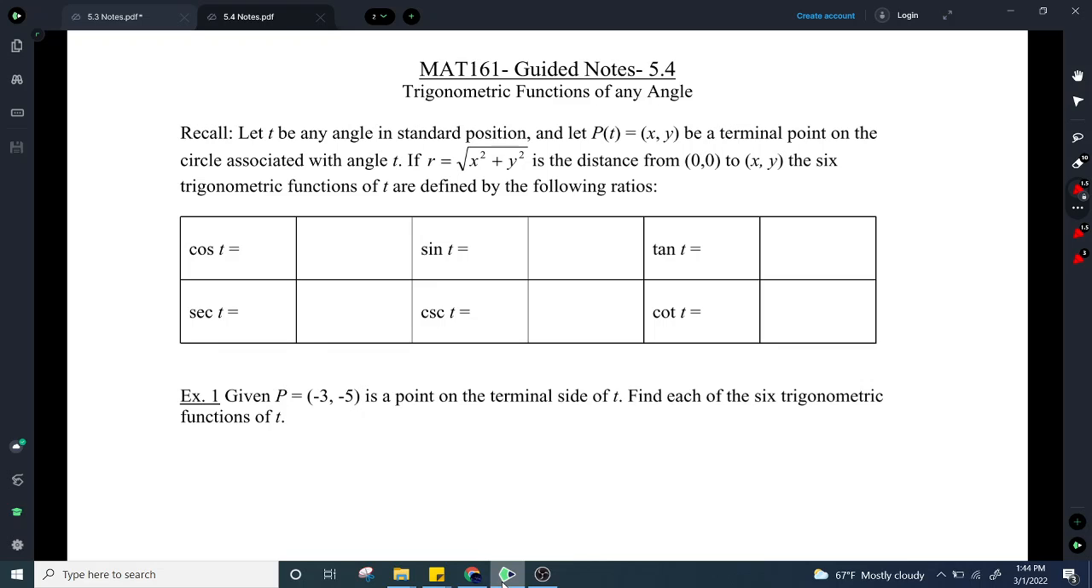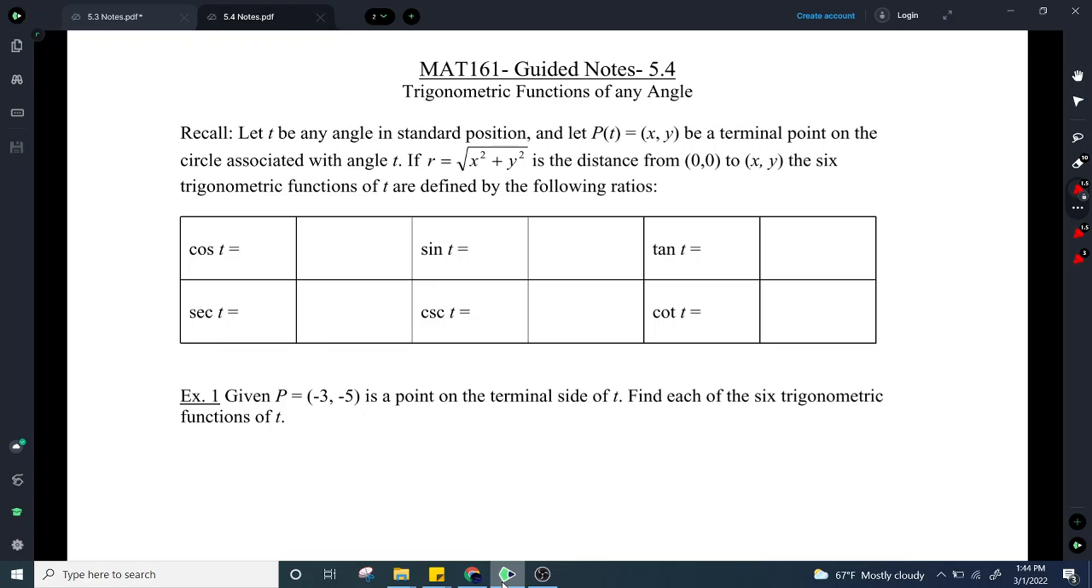First part of this says, let t be any angle in standard position. Let P of t equal x comma y be a point on the terminal side of the angle associated with t. If r is equal to the square root of x squared plus y squared, that is the distance. All right, a lot of information here. Let's just summarize what they're saying. We did this already a little bit.